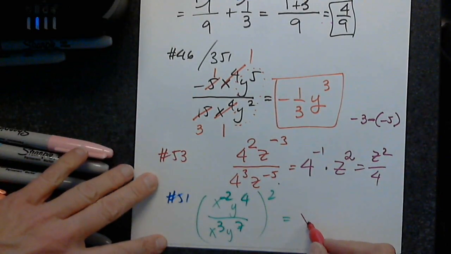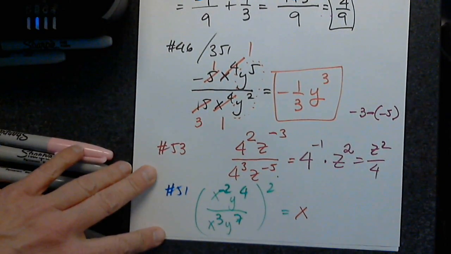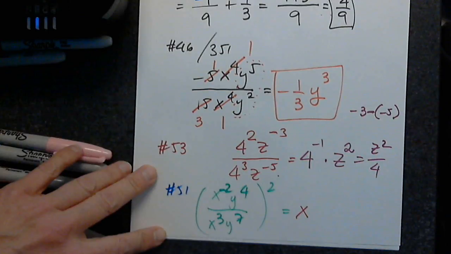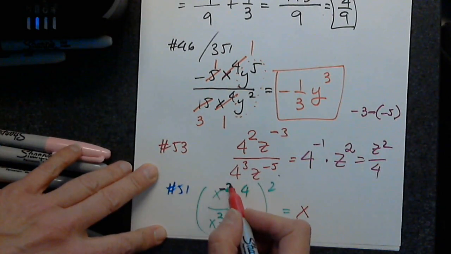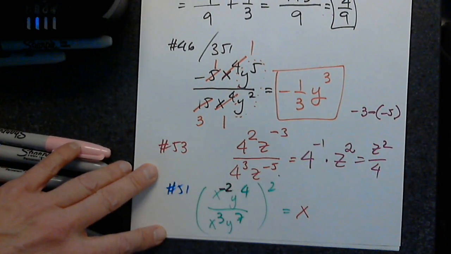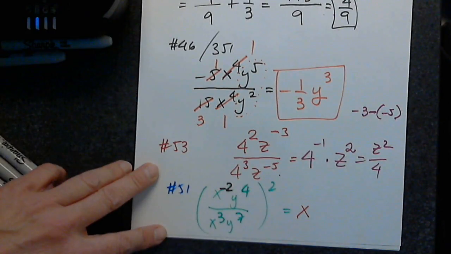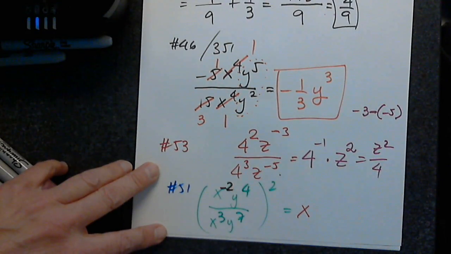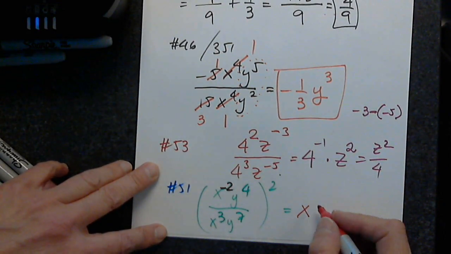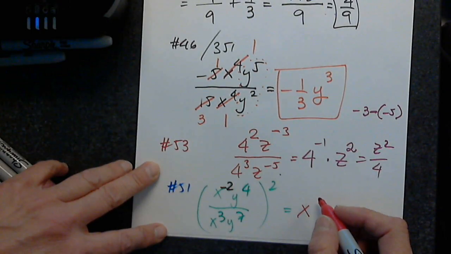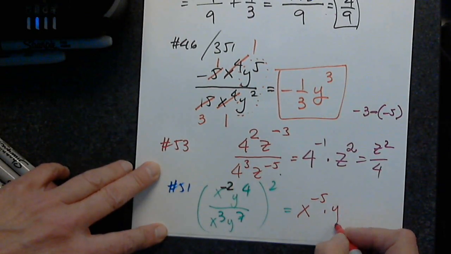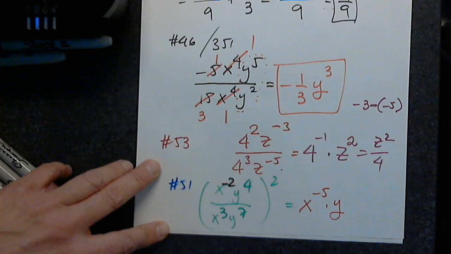So x raised to which power? Is that negative 2? Yes, negative 2 plus 3. But is it plus 3? Minus. Aha. So x raised to? Minus 9. Very good. Multiplied by y raised to which power? 3.